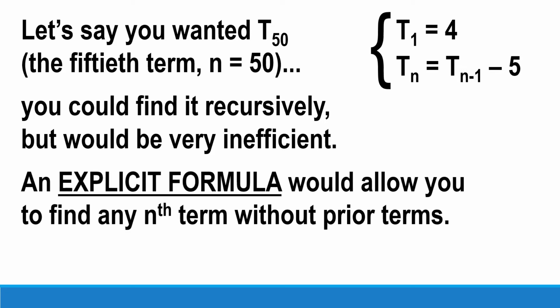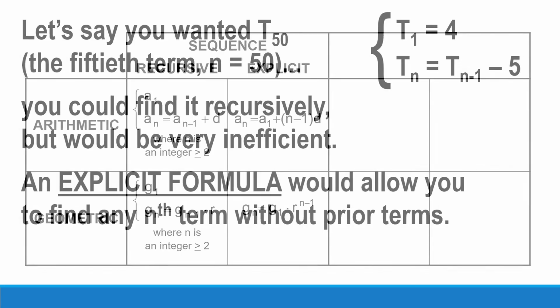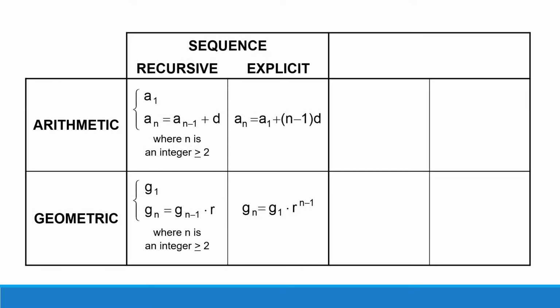We're going to need what is called an explicit formula, which allows you to find any nth term without having to actually generate the prior terms to get to that point. I've added the explicit formulas to the arithmetic and geometric sequence table. Looking at the arithmetic explicit formula, a sub n shares the same rule as a sub n in the recursive formula, which is to find the nth term. A sub 1 is also shared the same way, meaning to find the first term.